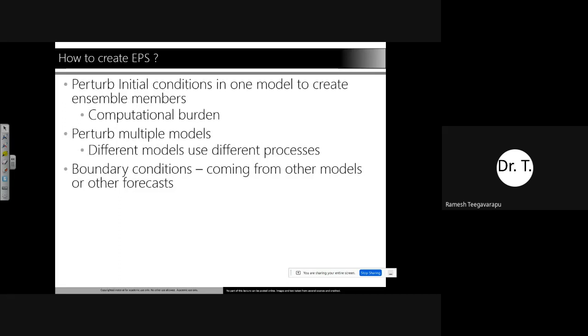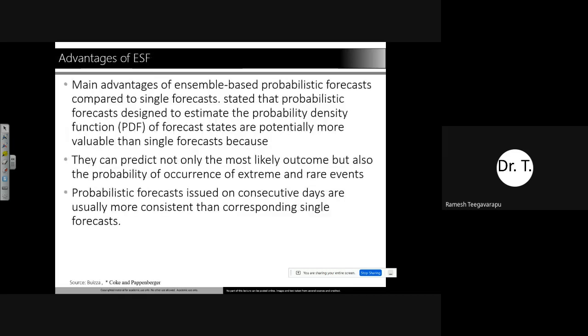So how to create EPS or ensemble prediction systems? Perturb the initial conditions in one model, and sometimes there'll be a lot of computational burden. Different models use different processes. You can change the boundary conditions.